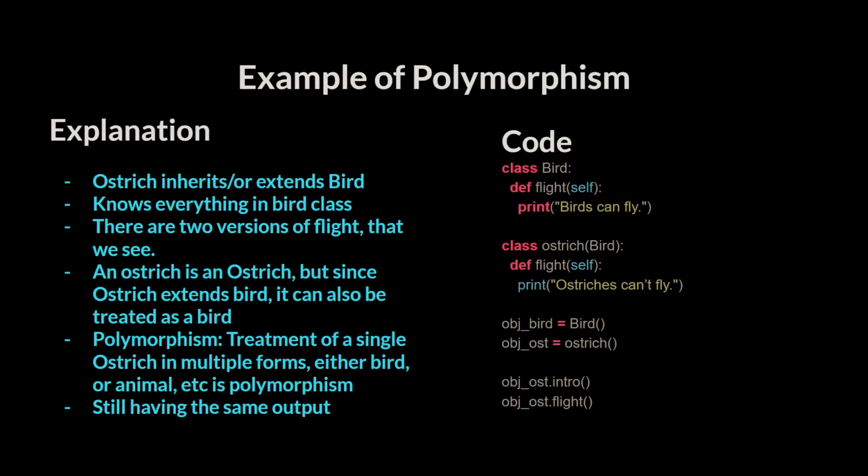But looking closer at this Ostrich class, we see that it inherits or extends from Bird, which means it knows everything in that class. Now, one thing in common are the flight methods. Pay attention to the two versions of flight that we see, one in the Bird class and one in the Ostrich class. What do you guys think would be prioritized when we run this program? Like, what would the output be?